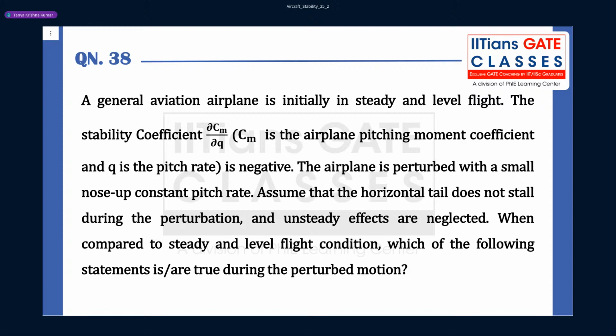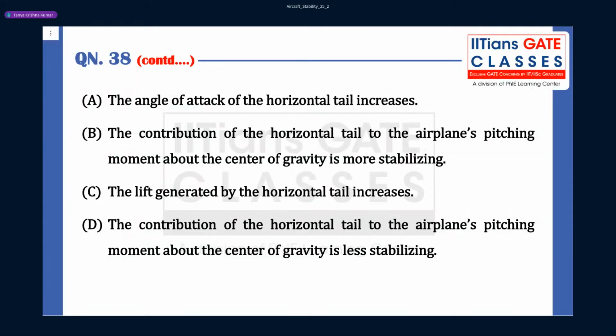Okay, so one thing that you need to remember is horizontal tail does not stall during perturbation, unsteady effects are neglected, and this coefficient is negative. So like we've seen in the previous case, if dCm upon dq is negative, the aircraft is longitudinally stable. Okay, now let's look at the conditions.